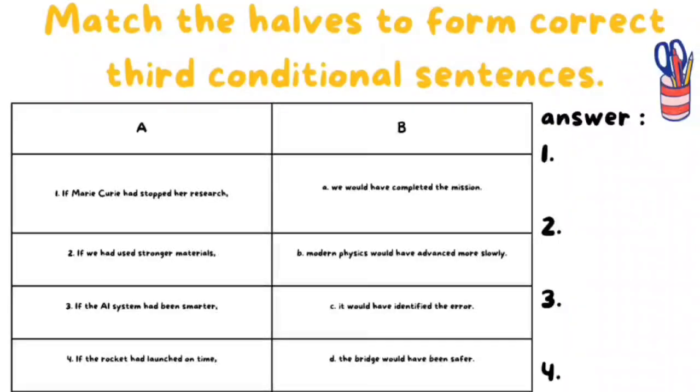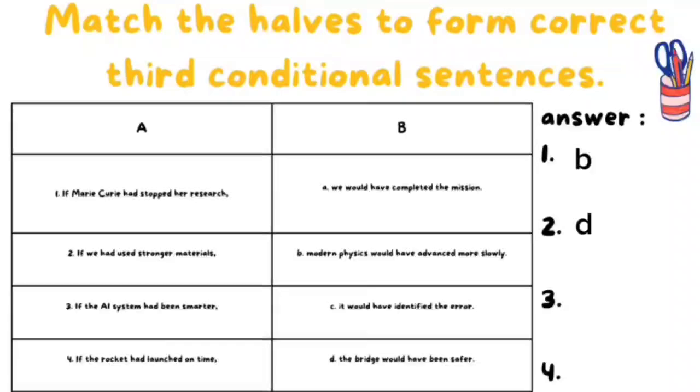Now for the answer is B. If Marie Curie had stopped her research, modern physics would have advanced more slowly. Now number 2, if we had used stronger materials, the answer is D. If we had used stronger materials, the bridge would have been safer.